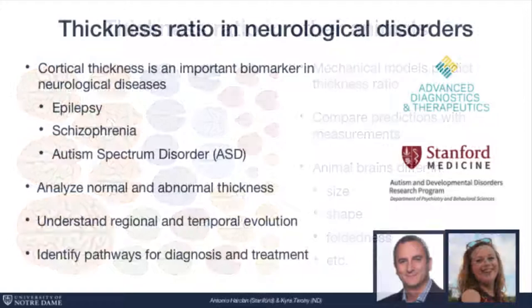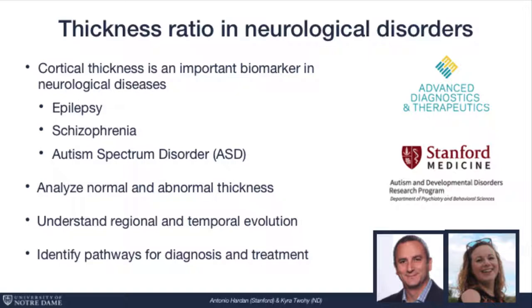Another thing that I'm working on right now is looking at thickness ratio in neurological disorders. So as I mentioned, cortical thickness is a really important predictor and indicator of neurological health. So it shows up in epilepsy and schizophrenia and autism spectrum disorder, or ASD.